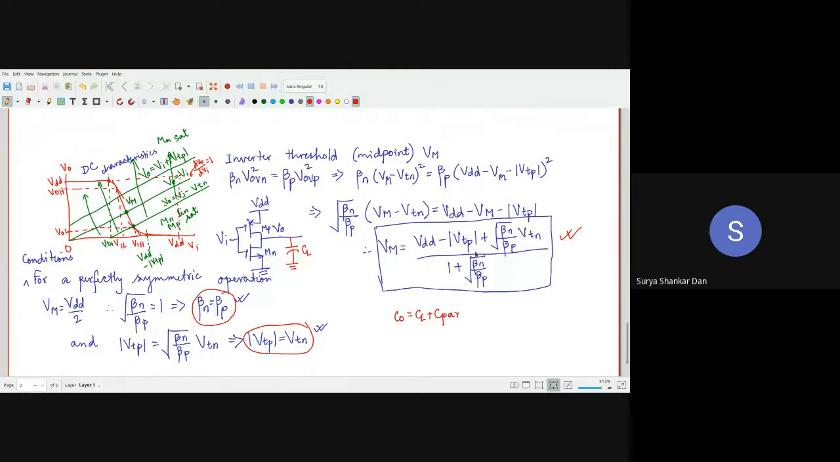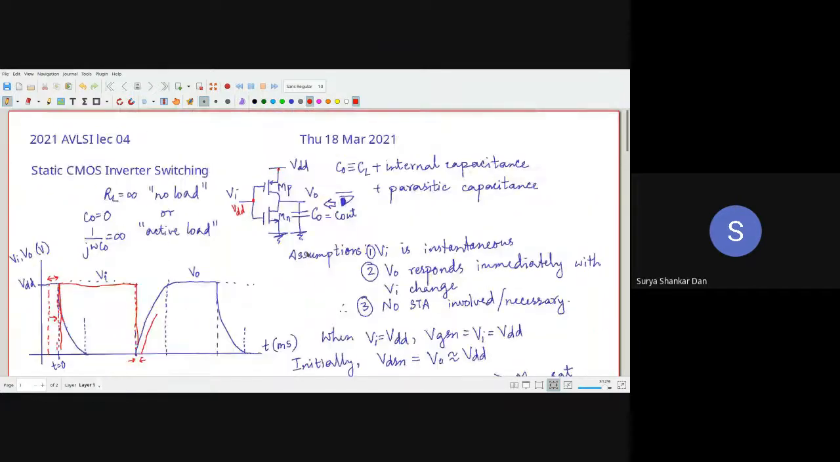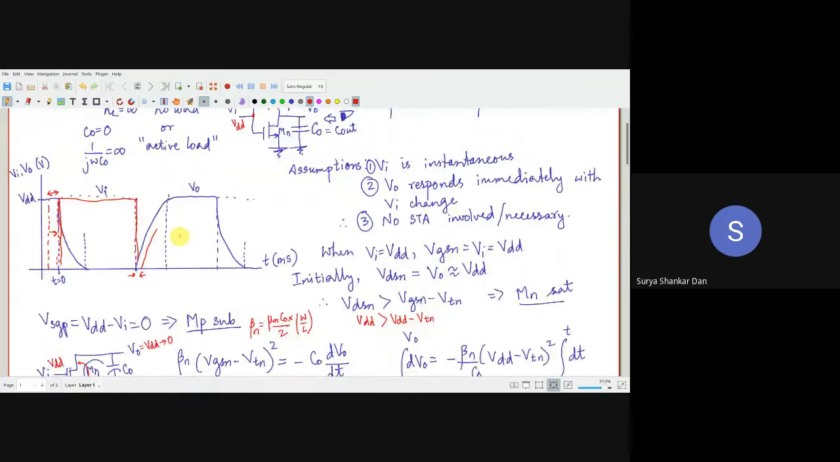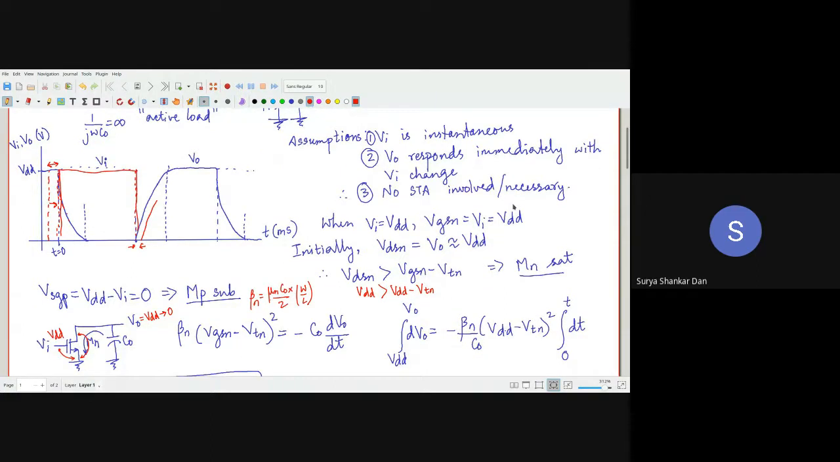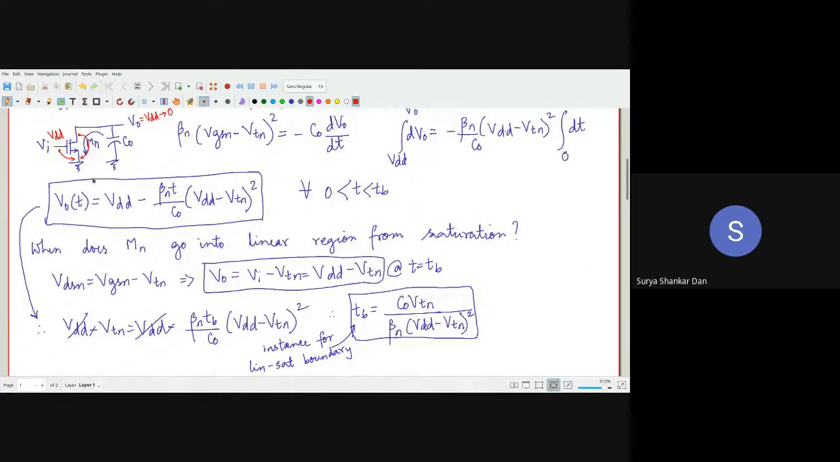The second thing we learned today is the importance of the loading concept. What is no load? I wrote it here also. The concept of no load in analog ICs as well as in digital ICs. After that, we understood the very important concept of the fundamental assumptions for the switching analysis.